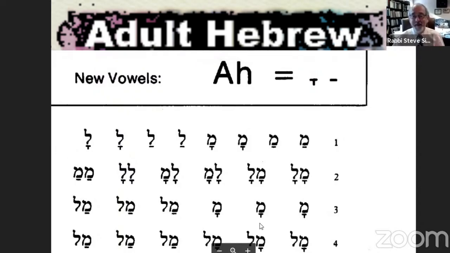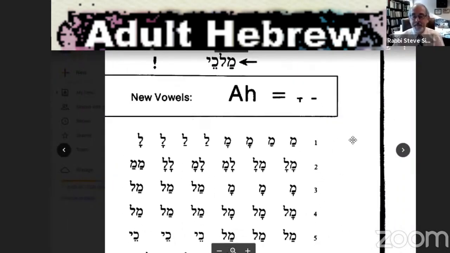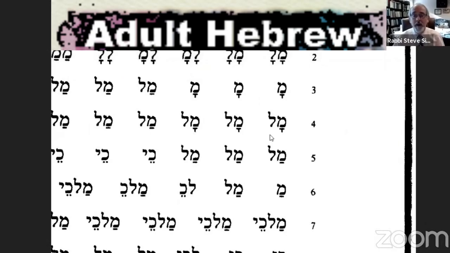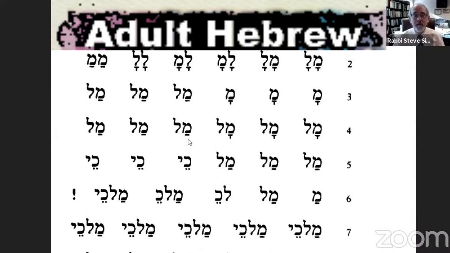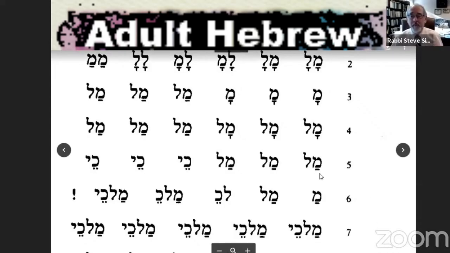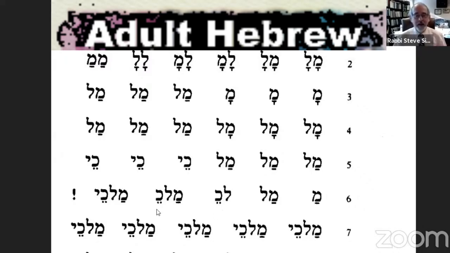Line 3, ma, mal. Line 4, mal, mal. Line 5, mal, hey. Review 5. Mal, hey. Once more. Line 4. Mal. Line 5. Mal, hey. Line 6. Ma, mal, lechei, malchei, malchei.